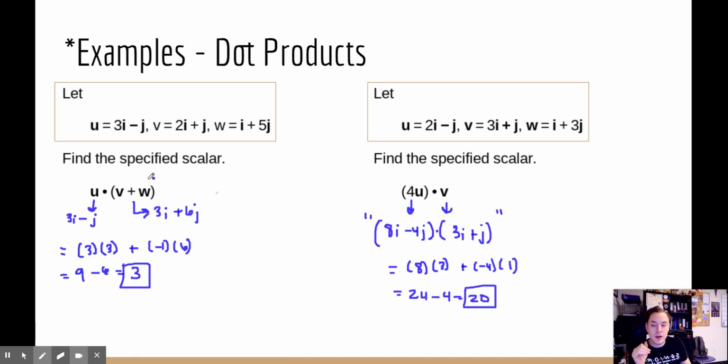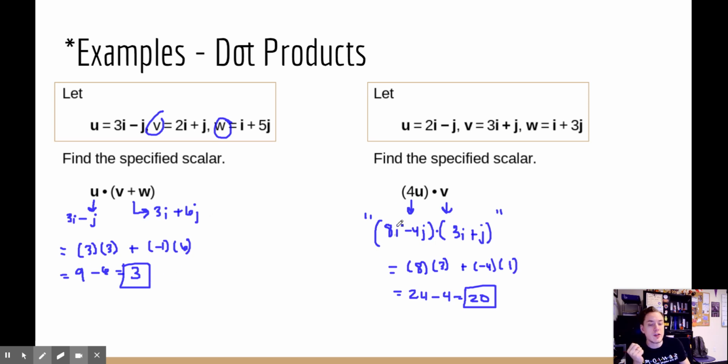Perfect. So this first one, U is 3i minus j. V plus W, when I add V and then W, I get 3i plus 6j. And now I want to find the dot product between those two. So 3 times 3, negative 1 times 6, and I get 9 minus 6, which is 3.